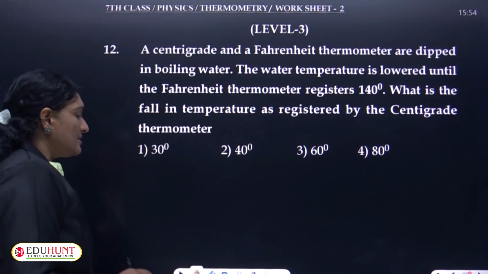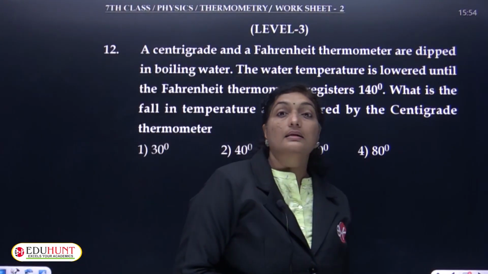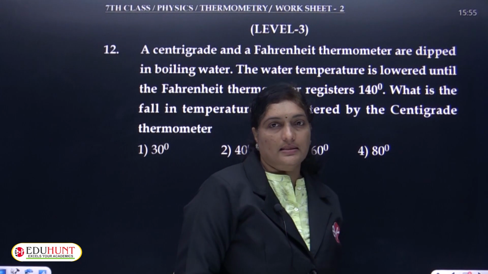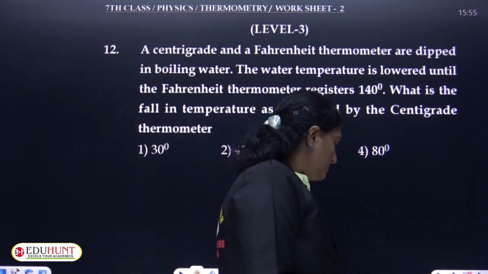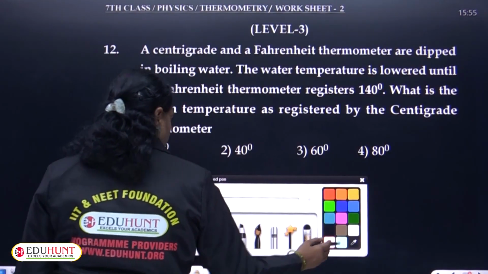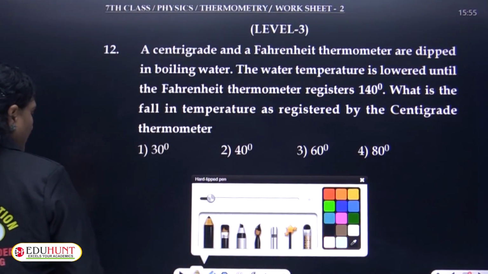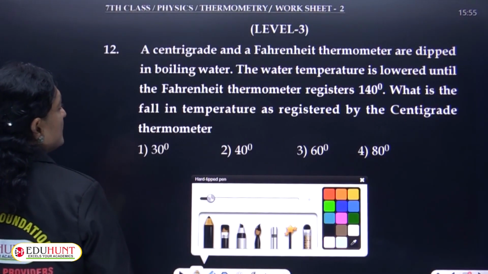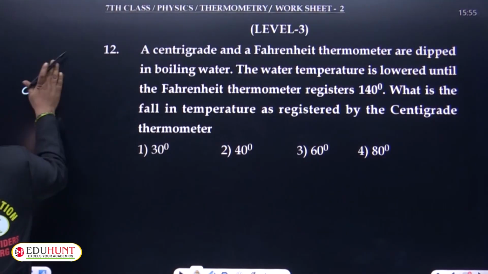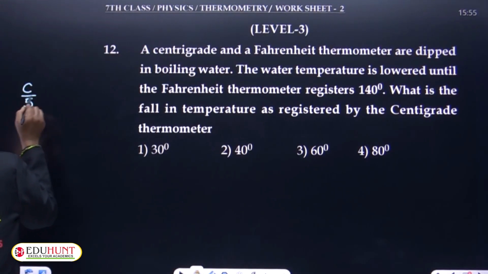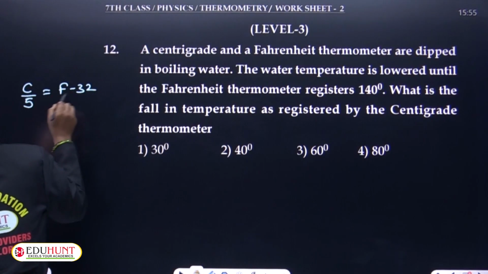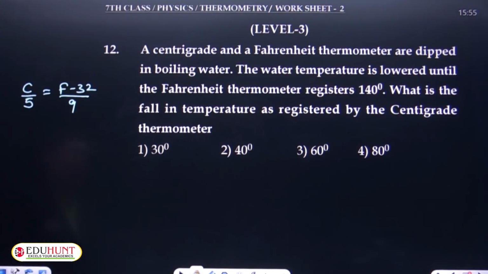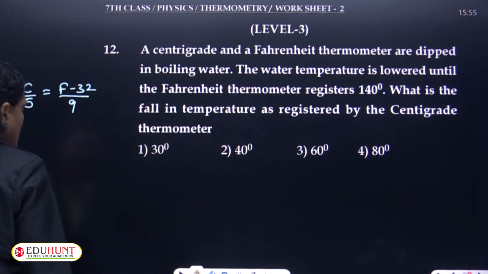So first and foremost, you have to compare the Celsius scale with the Fahrenheit scale. So comparing the relation, we have the centigrade scale with the Fahrenheit scale: C upon 5 must be equal to (F minus 32) upon 9. This is the generalized formula. Okay, so now both are dipped in boiling water, so C must show 100 and F must show 212.